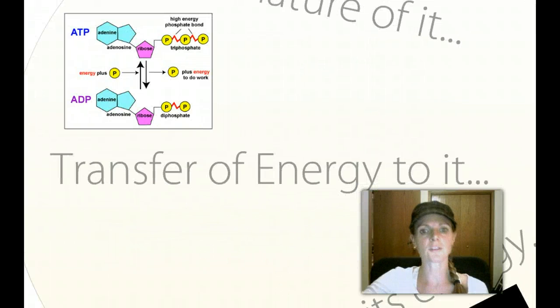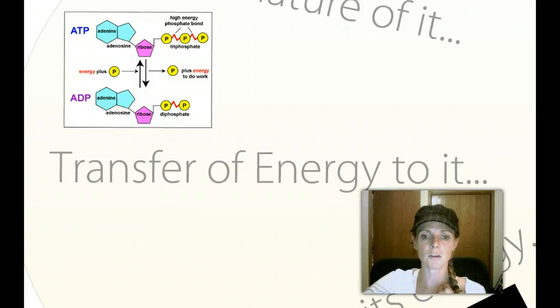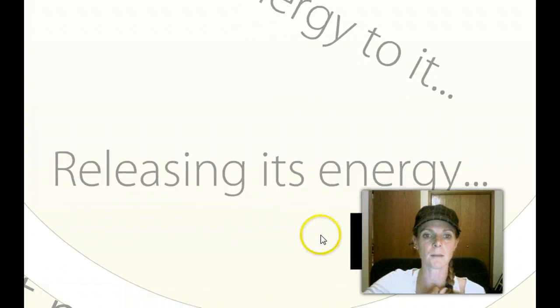Okay, so transfer of energy to it. Again, I kind of went over that. Basically, you can transfer energy to it from ADP to ATP, and you can also get energy from it by just breaking it down from ATP and breaking off one of those phosphates. But I'm going to show you another video because we're going to talk about both of these in this short video. So watch this and hopefully it helps a little bit.